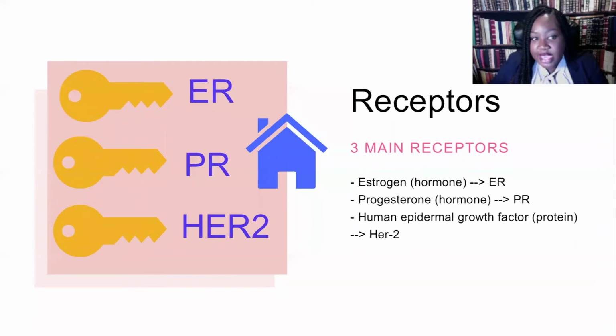Now, if your cancer tests positive for these three locks, which are known as the receptors, then we as doctors have some keys that we can actually use to get inside the house, or the cell, to destroy the cancer. We call it targeted hormonal therapy.